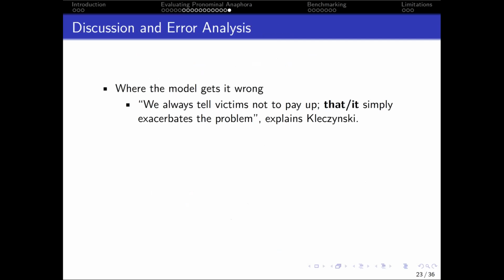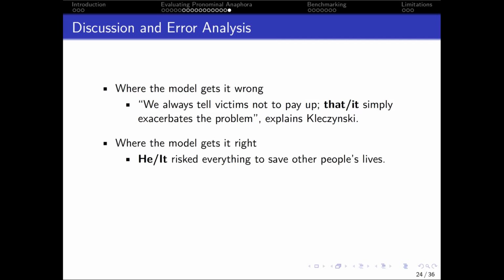There are some cases where the model does get it wrong. In some cases, like where we have ambiguity and where the agreement in the user study also tends to be low. For example, we always tell victims not to pay up. That simply exacerbates the problem, versus it simply exacerbates the problem. So these are some cases where there's ambiguity, where it doesn't matter if you replace these pronouns. But I think more importantly, where the model gets it right is when he is replaced with it.